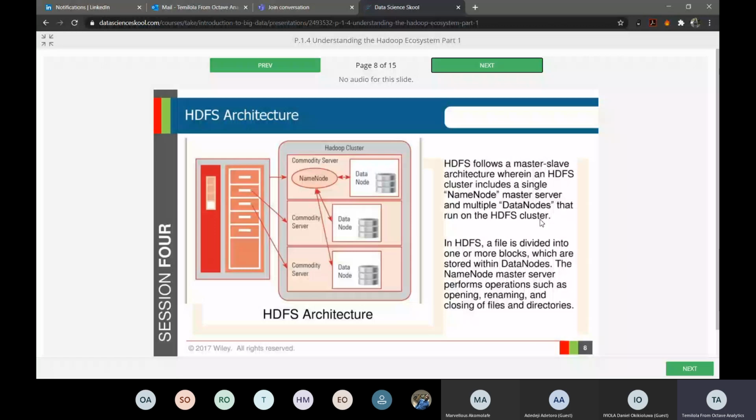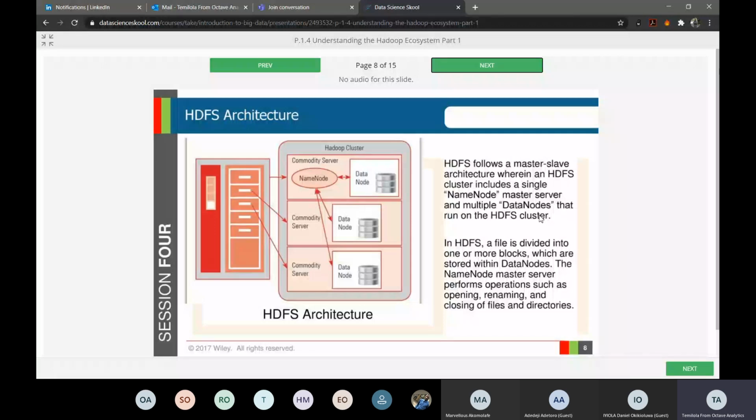So what does the name node do? The name node keeps track of where data is physically stored in the data node. Like I told you, it stores the metadata, everything about the data, where the data stays in the data node, the location, the directory, everything about the data. The name node does that.